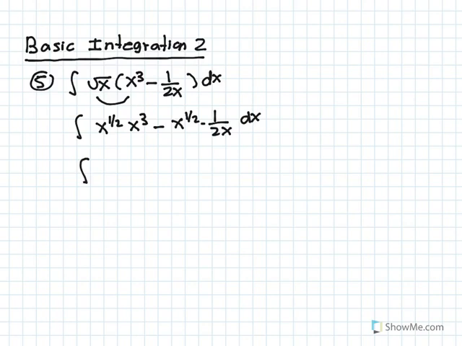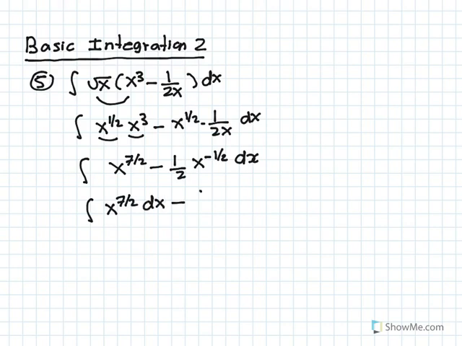Simplifying further, we have the same base here, so we can add the exponents. 1/2 plus 3, that's 7 over 2, minus 1 over 2. x to the 1/2 minus 1 is negative 1/2, dx. Now let's split up the integrals. We get the integral of x to the 7 over 2 dx minus the integral of 1/2 x to the negative 1/2 dx.